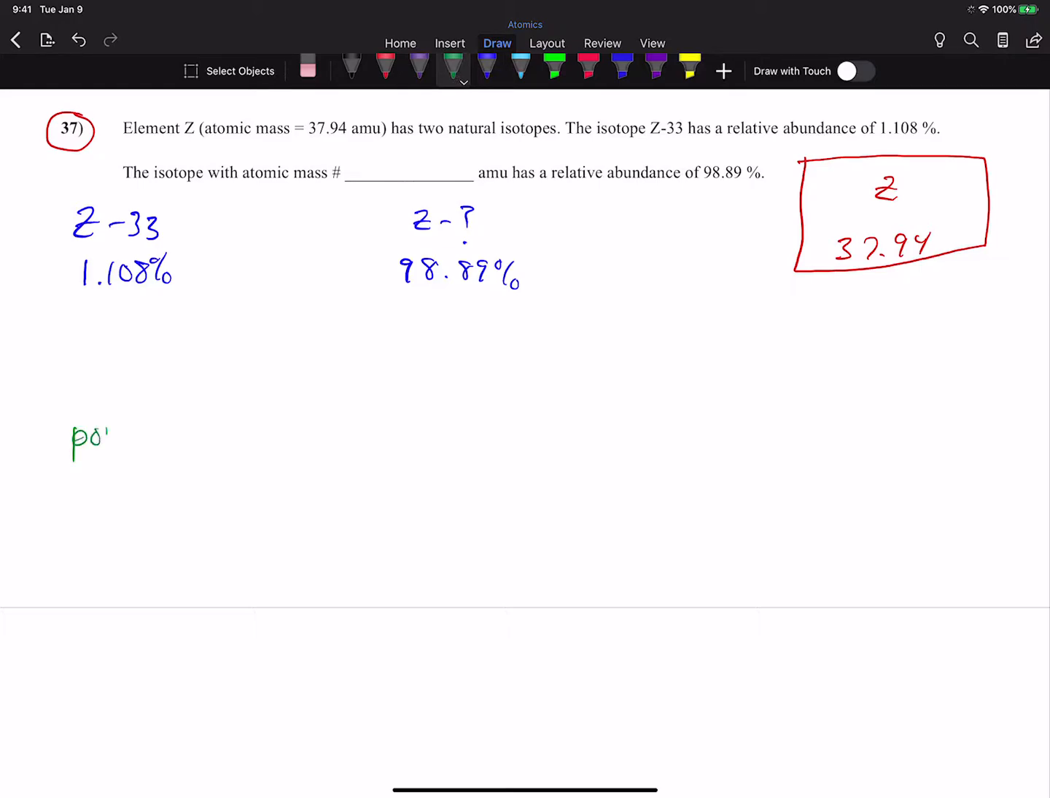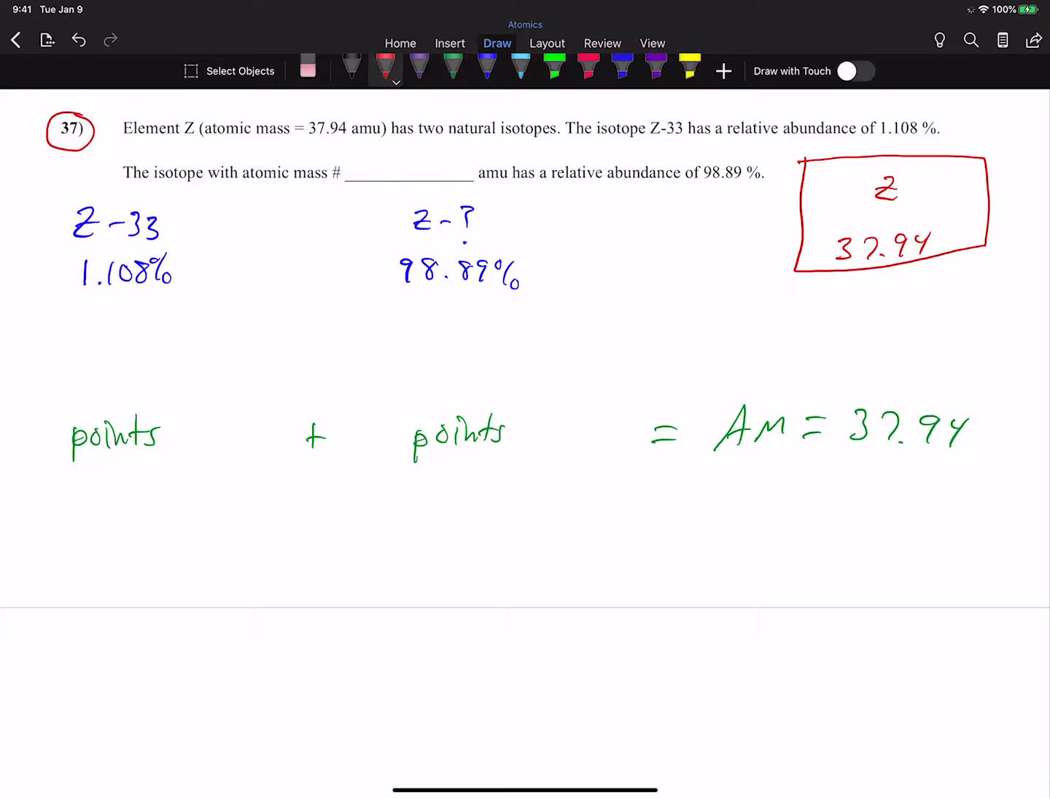So our goal here is to do what we did in the last problem, and that is to take the points from the first isotope, add them to the points for the second isotope, and that sum should add up to the atomic mass, which in this case we know is 37.94. So that's the conceptual part to understand about this problem.